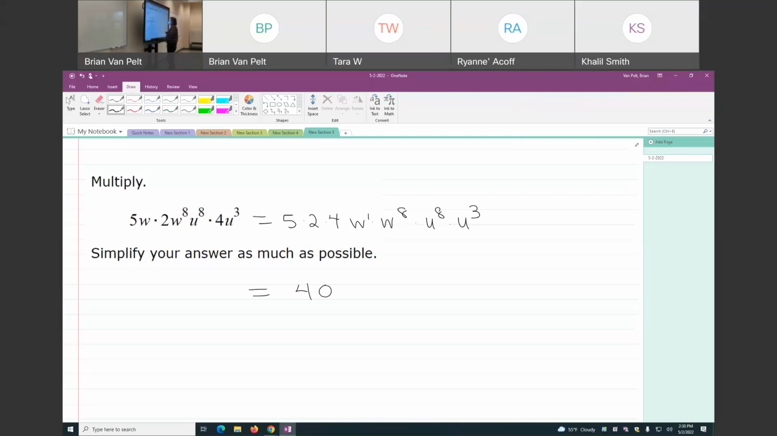What do you do with those exponents? Add them. So you get W to 1 plus 8. Same with the U's. U to the 8 plus 3. So we have 8. Notice all those exponents were positive to begin with.